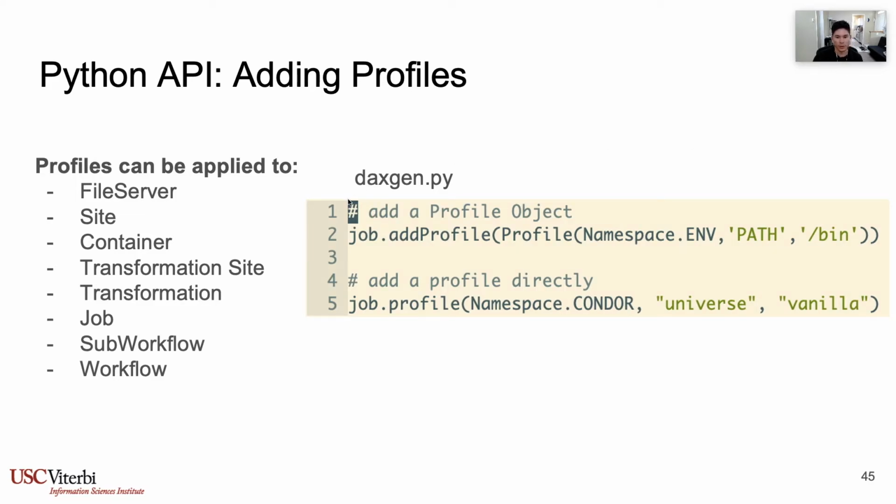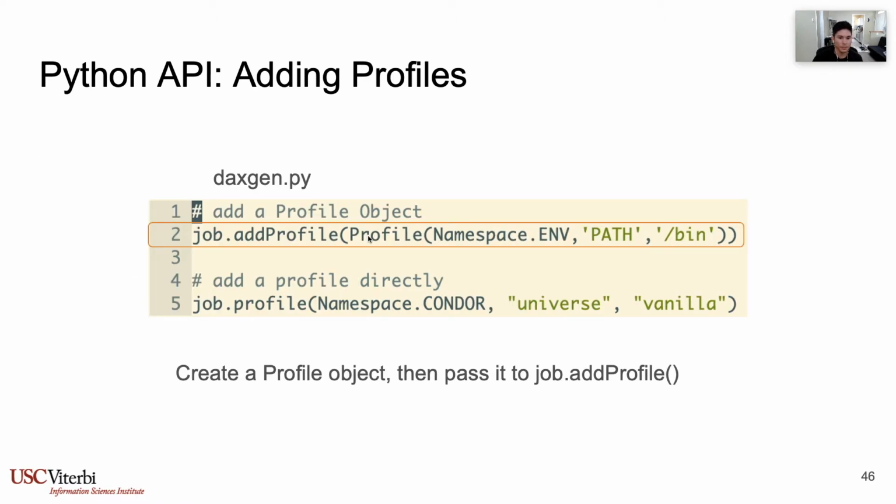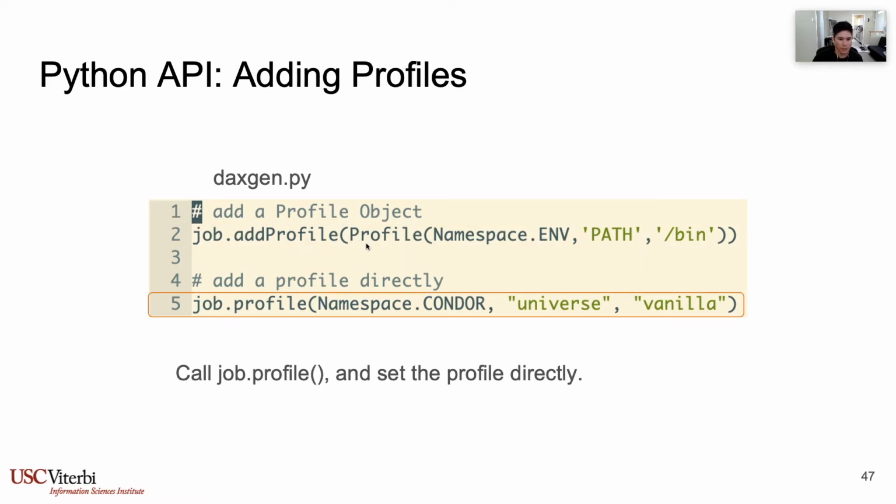And using the previous DAX3 API, this is how you would add a profile to some object. So we're adding a profile here to a job. So one way that you could do that is you would call job.addProfile, and then you'd create a profile object and you pass that to addProfile. The other way is to just call job.profile, and then you'd pass in the arguments needed for that profile, which would just be the same things that you pass to this constructor right here. So just two different ways to do the same thing.